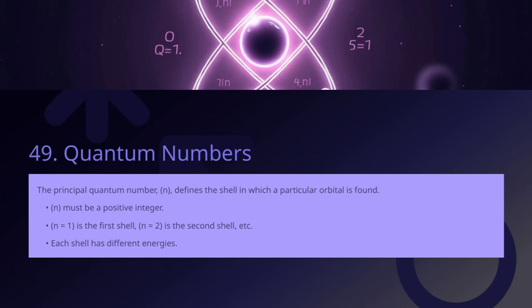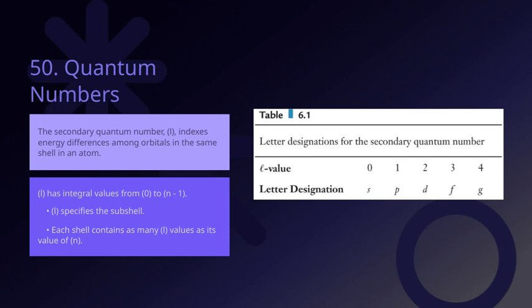This concept ties into the overall theme of quantum numbers, which describe various properties of electrons within atoms. Now, let's talk about how the shells and subshells are organized. Each shell contains as many L values as its principal quantum number, and so, if N is 3, for example, then L can be 0, 1, or 2. The L value actually specifies the subshell within that shell. Think of it as a way to categorize the different orbitals.